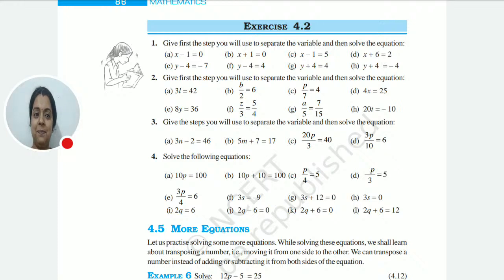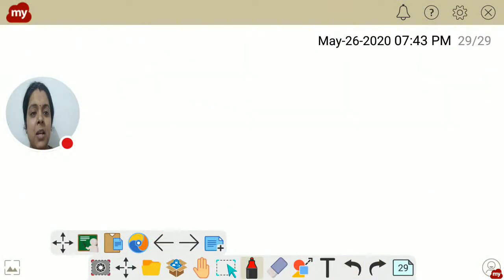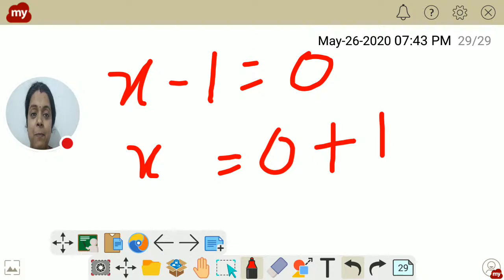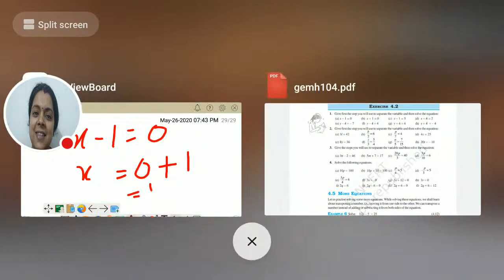solve it. It is only telling that use the step to separate the variable. First step you will use to separate the variable. So what kind of first step am I using? It is written x minus 1 is equal to 0. So the first step will be x is equal to 0 plus 1. This is the step. And then it is telling to solve it. Undoubtedly, I will solve it and find out the correct answer here.